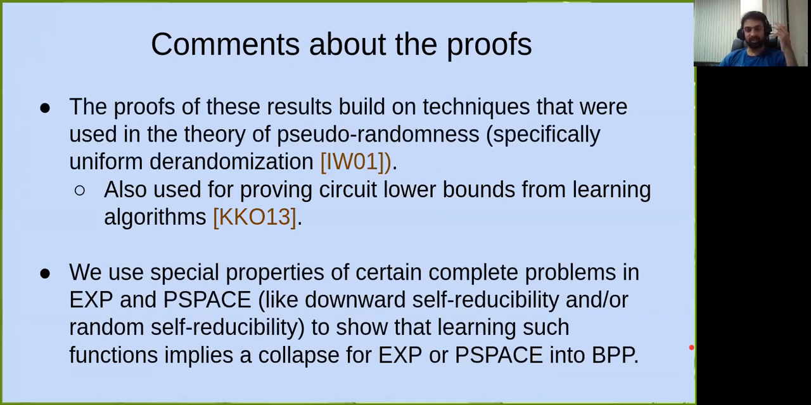In particular, we use special properties of certain complete problems in EXP and PSPACE, like downward self-reducibility or random self-reducibility, to show that learning even these functions over the uniform distribution implies that EXP or PSPACE collapses into BPP.